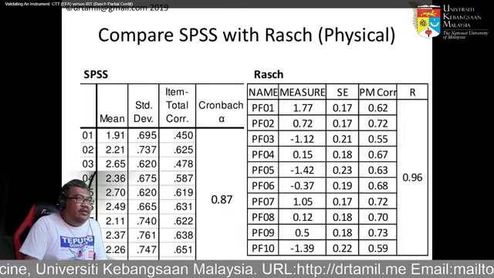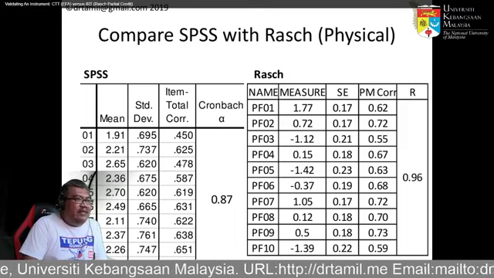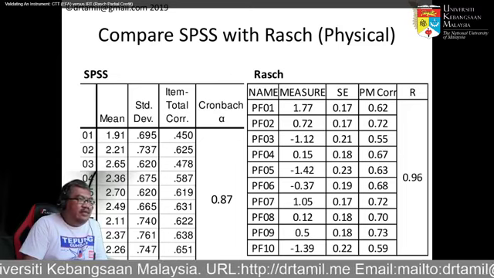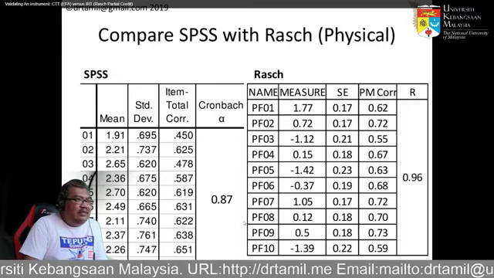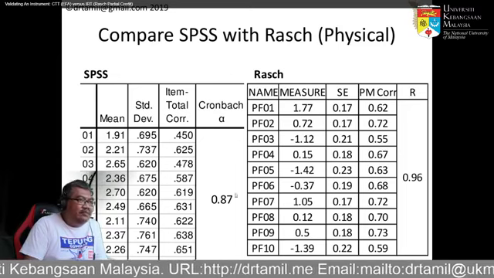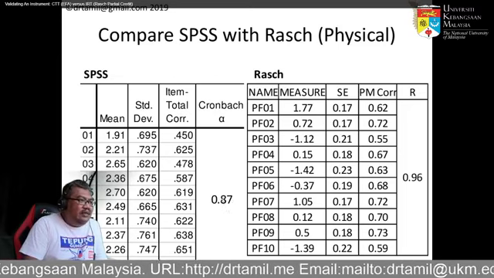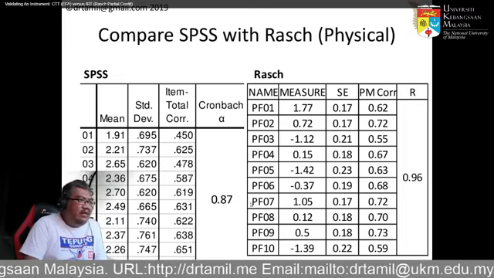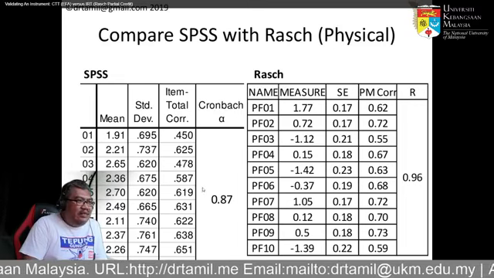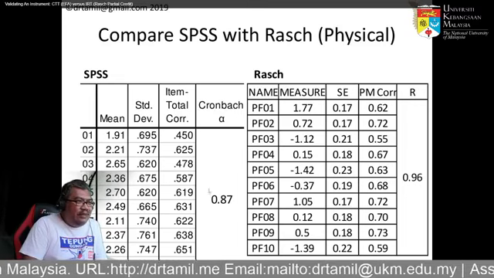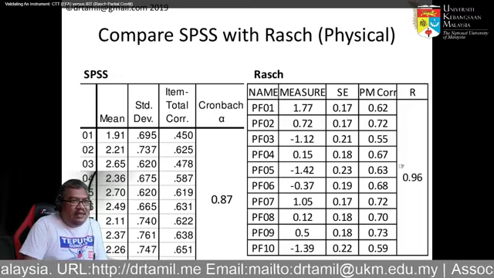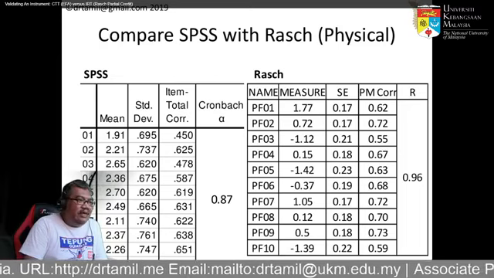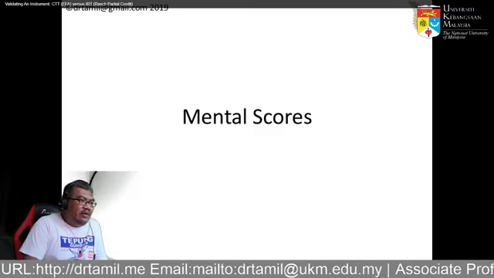Okay. So when we do it side by side, you can see that the Rasch and the SPSS agree with one another. But of course here for the Cronbach alpha, they just give a 0.87. Here they give 0.96. Why? Because this one is really based on the person's response. Here they are taking only the items. That's why it is much higher. Mental score.